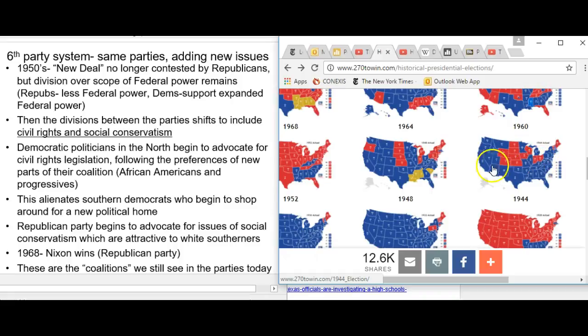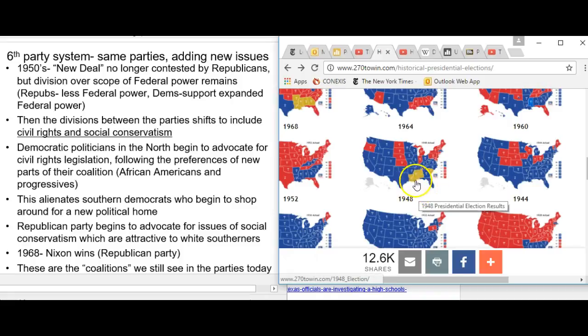Now, when Northern Democrats begin to support civil rights, Southern Democrats become confused and start to look elsewhere. In 1948, there was a third party called the States' Rights Party. Strom Thurmond was the candidate. And they were running on a platform pretty much of allowing the South not to do civil rights if they didn't want to.